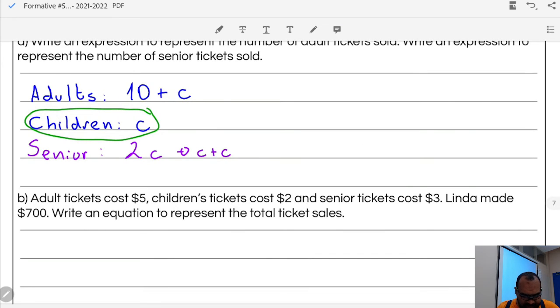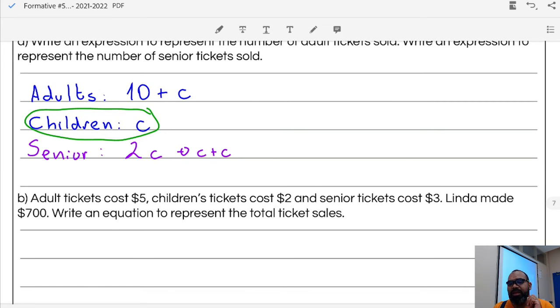Adult tickets cost $5. Children tickets cost $2. Senior tickets cost $3. Linda made $700. Write an equation to represent the total ticket sales. Guys, right now we'd like to understand how many tickets in total.